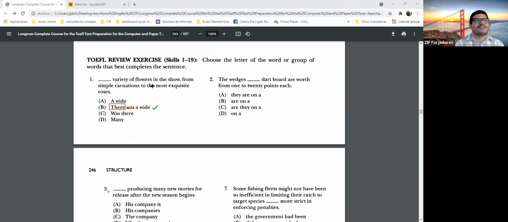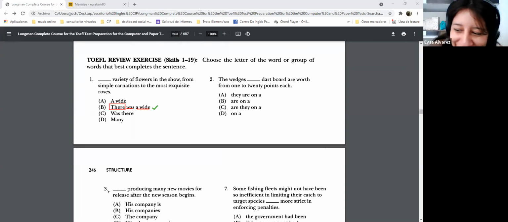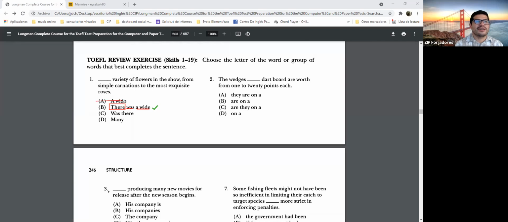Okay. All right. So this is the verb, and the subject is there was a white. Yes, a white is the subject, right? White. Excellent. Okay, so it cannot be letter A. Why? Because we need an action, right? An action. That's right. Very good.